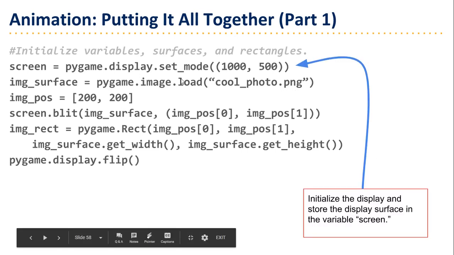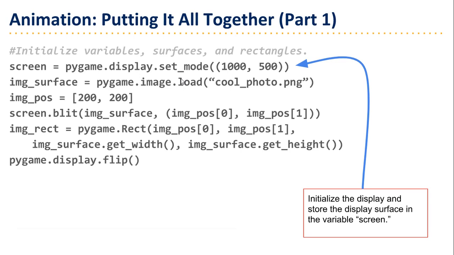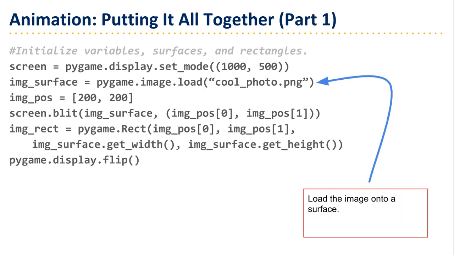This first line is something that we already saw, and actually most of this is something that we already saw when learning about images and displays. It's just a review. So first we're going to initialize the display window. So we're going to call pygame.display.set_mode with the desired dimensions and bind that to the variable screen. That's just going to set up the display. Then we're going to load this image onto a surface, this image called cool photo. I guess it's pretty cool. And we'll store that in the variable image surface.